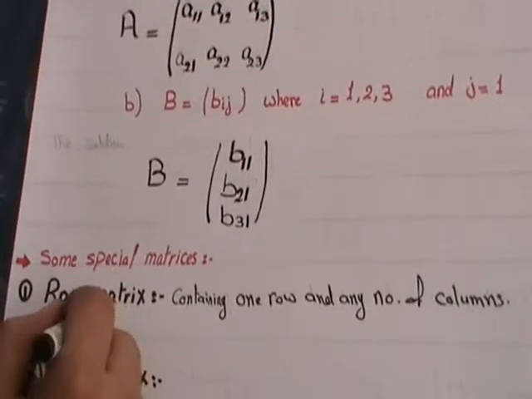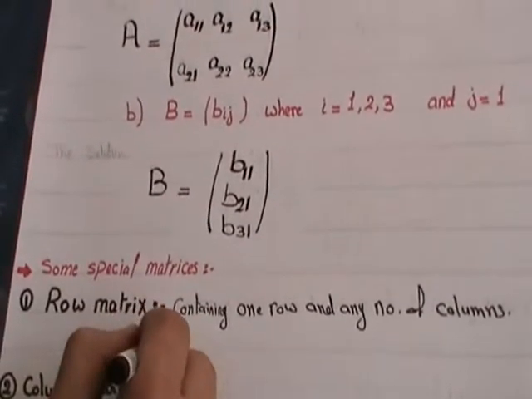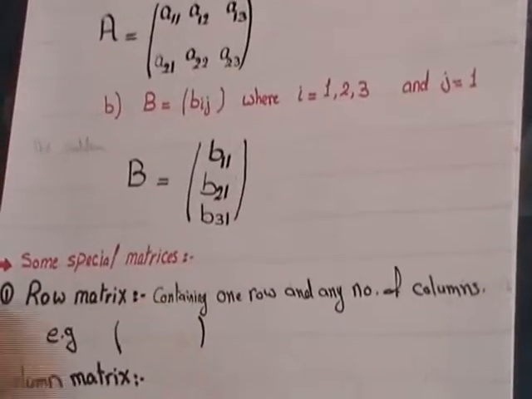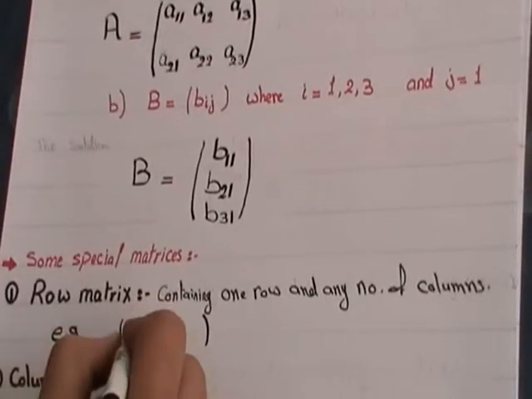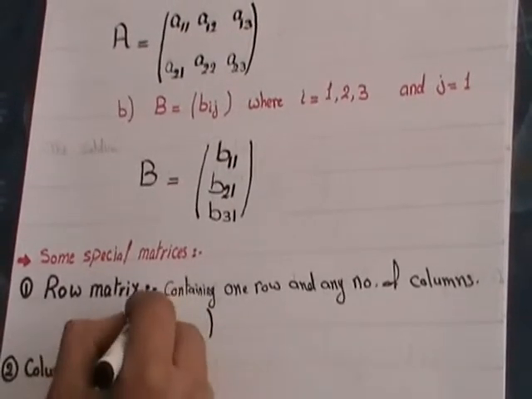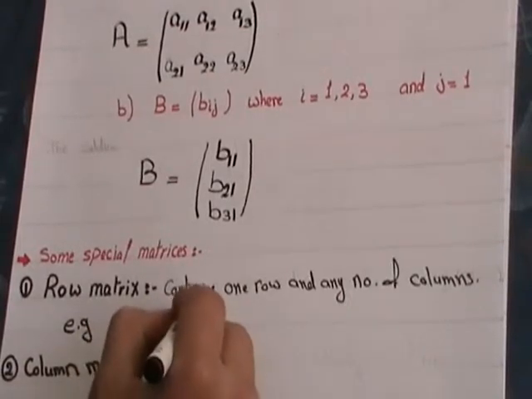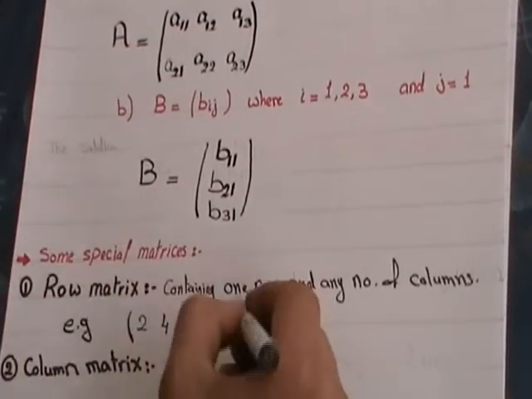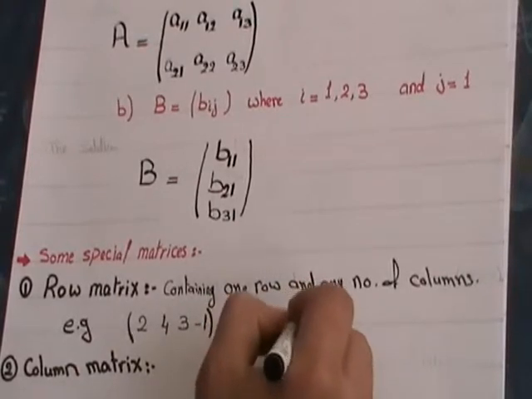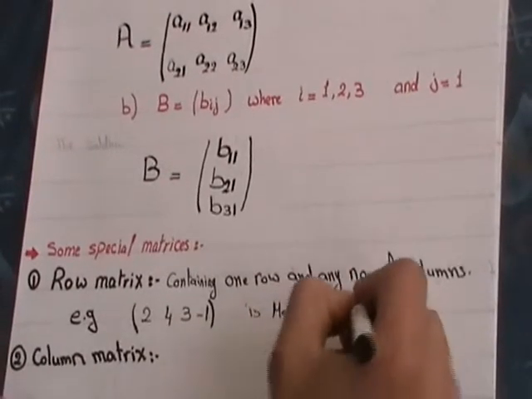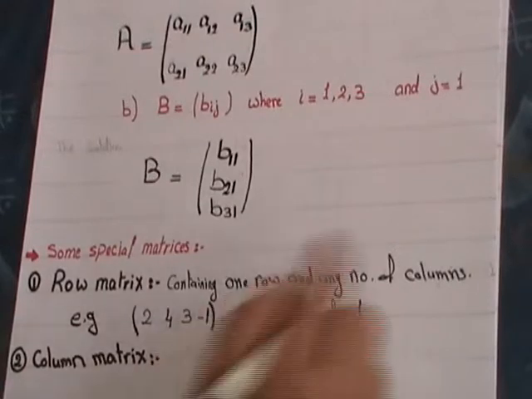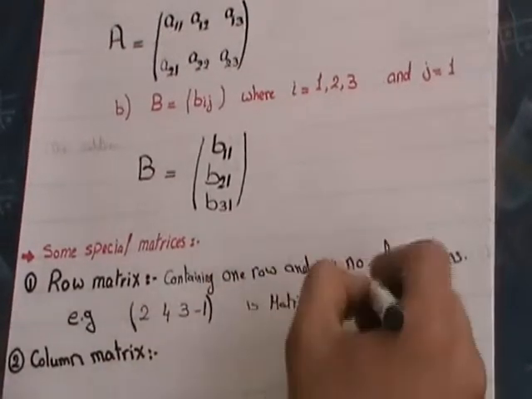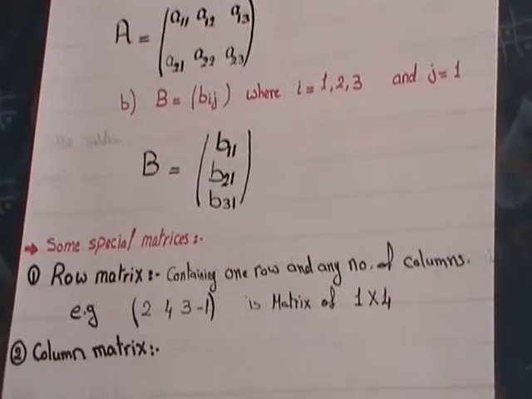I need an example. We write here a matrix which contains one row here. And how many columns? For example, 4. So we write here 2, 4, 3, and negative 1. This matrix contains one row and 4 columns. So I need the order of this matrix. We have one row. So this matrix is a matrix of 1, which represents the number of rows, times 4, which represents the number of columns. And this is called row matrix.